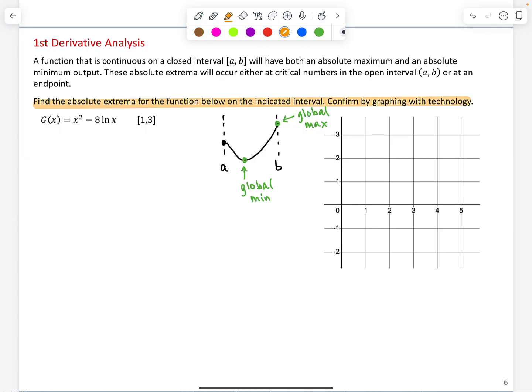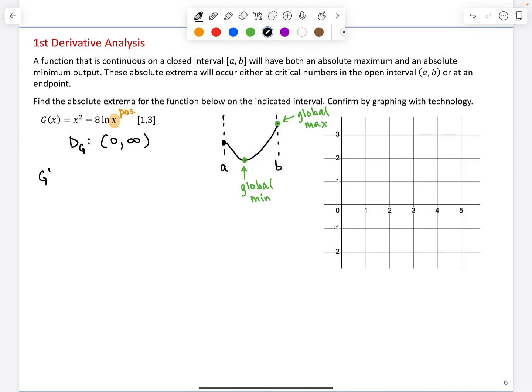Find the absolute extrema for the function below on the indicated interval, confirmed by graphing with technology. All right, first let's analyze the domain of this function. Well, x squared has no restrictions, but natural log of x does. In fact, the argument of a log must be positive. So the domain of this function would be from 0 exclusive up to infinity. Notice, though, we're going to crop the graph from 1 to 3.